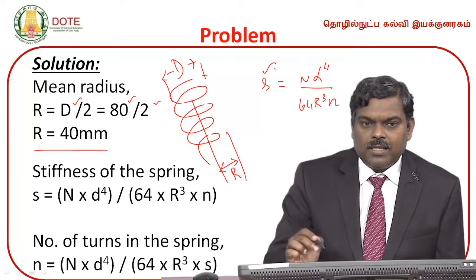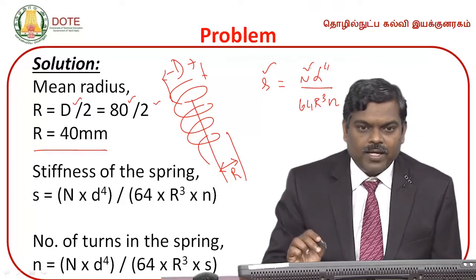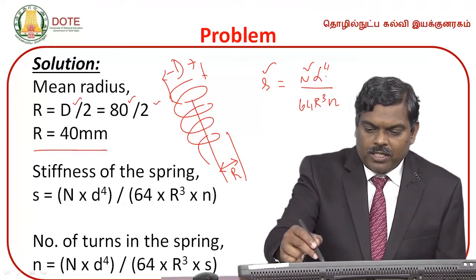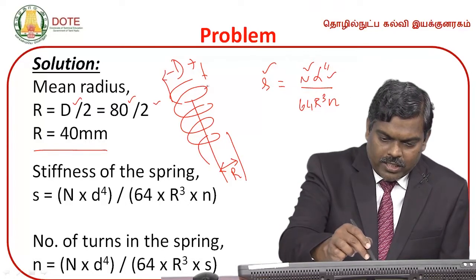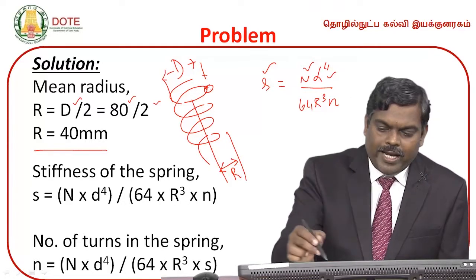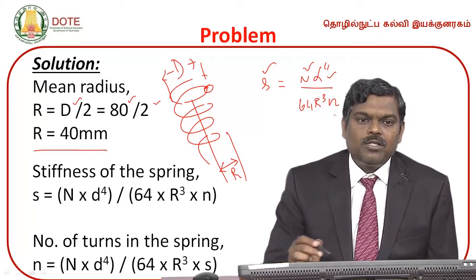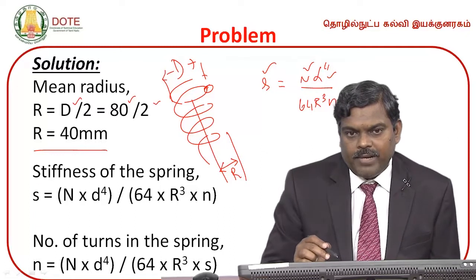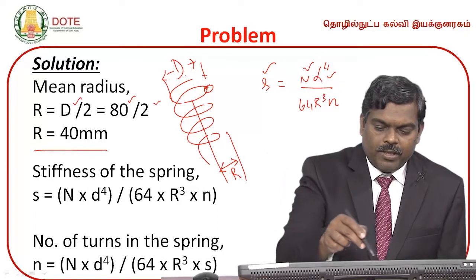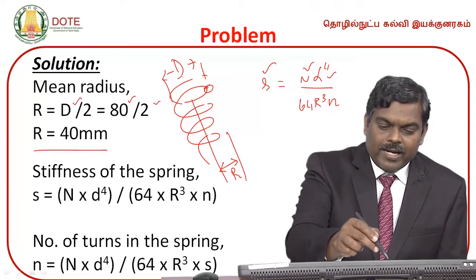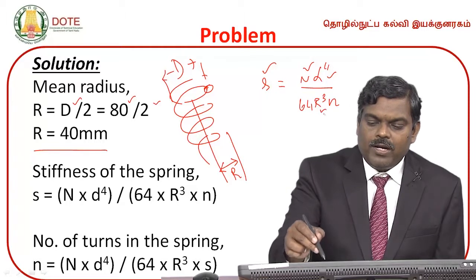What is S? Stiffness of the spring. What is N? Modulus of rigidity of the spring material. What is small d? Diameter of the wire, in the cross section of the wire. Then 64 is the numerical value. R is going to be the radius of the coil, mean radius of the spring coil. So mean radius of the spring coil எப்படி கண்டுபிடிக்கிறது? Mean diameter கொடுத்துருப்பாங்க. Divided by 2 போடும் பொழுது நமக்கு R value கிடைச்சிடுது.